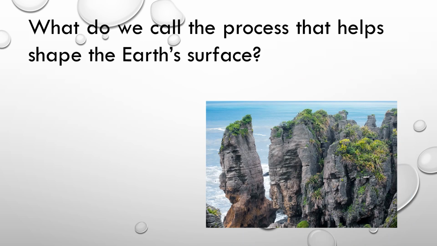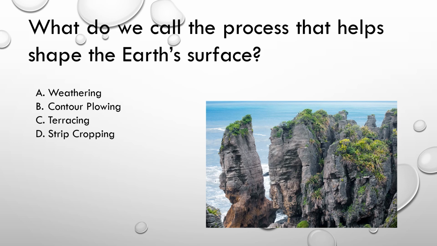What do we call the process that helps shape the Earth's surface? A. Weathering. B. Contour plowing. C. Terracing. D. Strip cropping. So the answer is letter A. Weathering. Next.